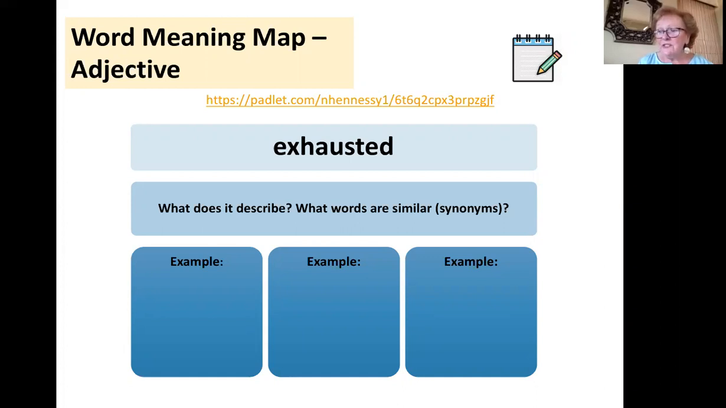Generally, if it's an adjective, we have to think about what it describes and then what words are similar. And of course, exhausted is a feeling. And what words are similar? Well, you can think of some. Probably you have felt these last school year and perhaps even the beginning of this new one. All right, very tired, worn out, pooped, and so on.